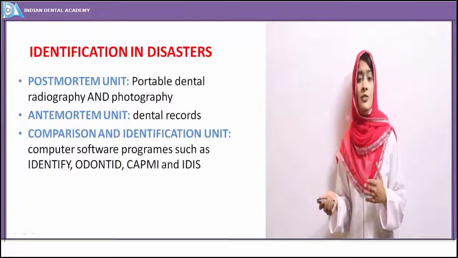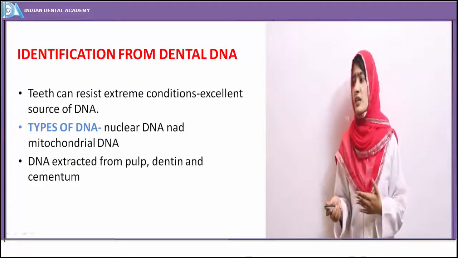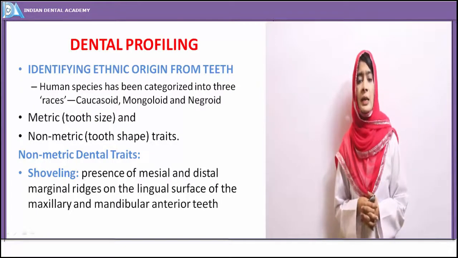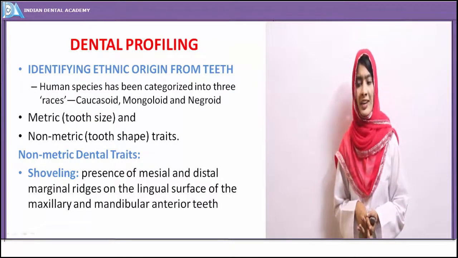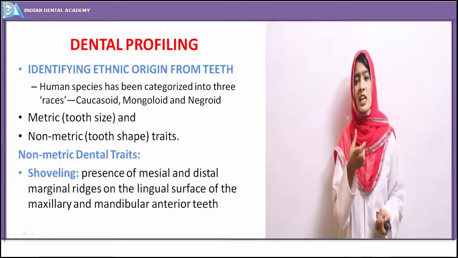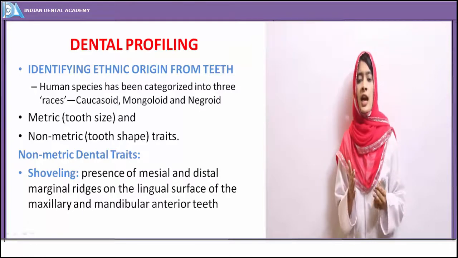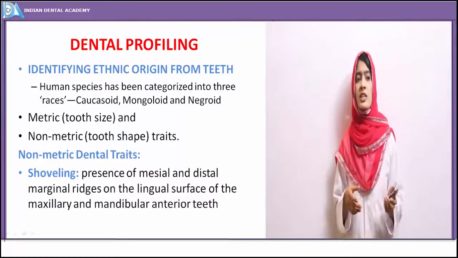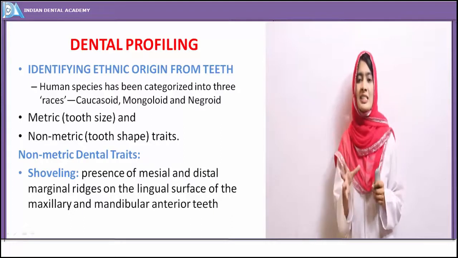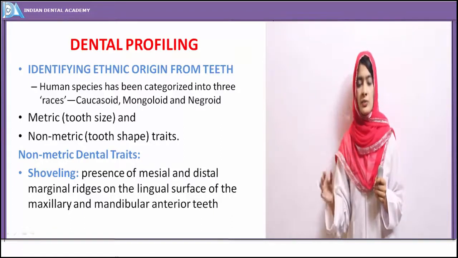So now we have done the comparative identification. Reconstructive dental identification is nothing but dental profiling. Okay, how do you do the dental profiling? How do you identify the individual just by teeth? Initially, the first attempt at identifying the individual through dental tissues may be identifying the ethnicity, or establishing the ethnic origin of the individual from the teeth.